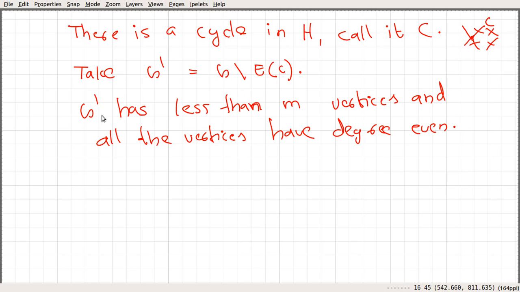If you subtract a multiple of 2 from something even, again you will get an even quantity, right? Anyway, we are removing something from G, so G dash has less than m edges, which is also very important here, because we removed this cycle. For a cycle to occur we need at least a triangle, so we removed at least 3 edges. So G dash definitely has less than m edges, and all the vertices still have even degree, because when you remove a cycle we remove 2 edges at each of its vertices. If a vertex started with even degree and you remove a multiple of 2, its degree is still even.